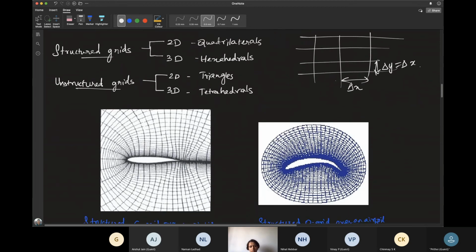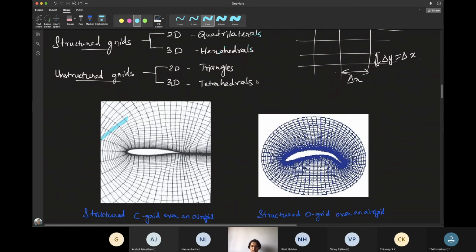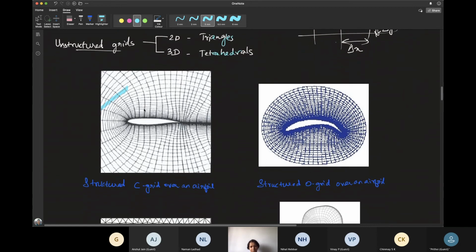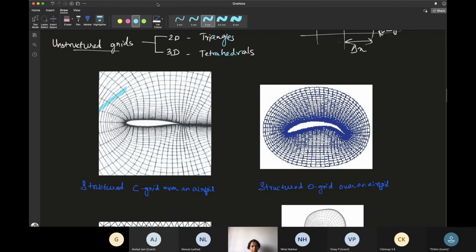And also, we can have 2D quadrilaterals. In 2D, we can have quadrilaterals like this, the one shown over here. And in 3D, we can have hexahedrons. For unstructured grids, we can have triangles and tetrahedrons. Here, I've shown some structured grid over an airfoil.